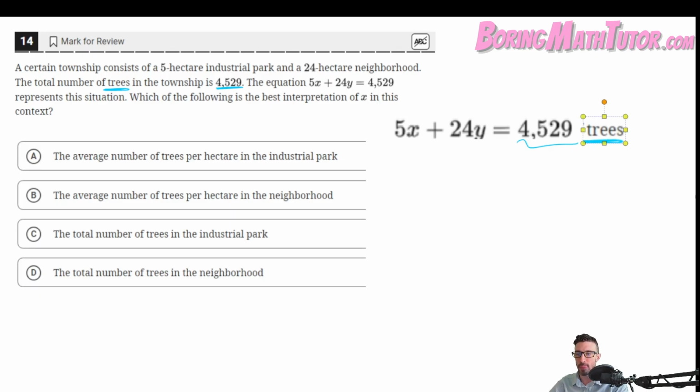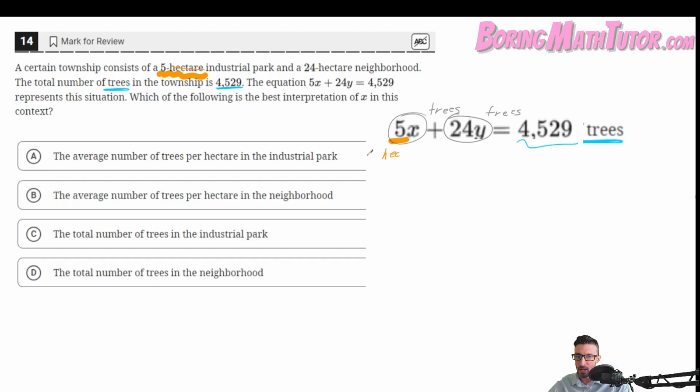Okay, so what does that mean? That must mean that the unit for 5x must be trees, and this must be also trees. So that we have a certain amount of trees plus a certain amount of trees equals a total amount of trees. Okay, but now I got to figure out what's the unit of just the 5 on its own. Well, they're saying that the 5 is a hectare. Hectare is kind of like an acre. It's just a way that you measure land area. That doesn't really matter too much for our unit analysis, though. I'm just going to call that a hec.